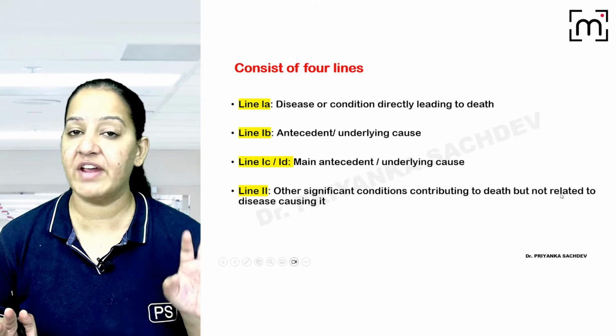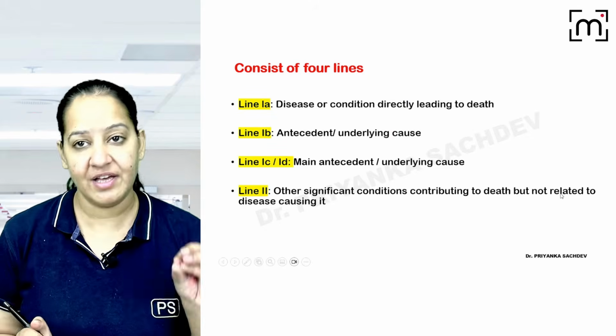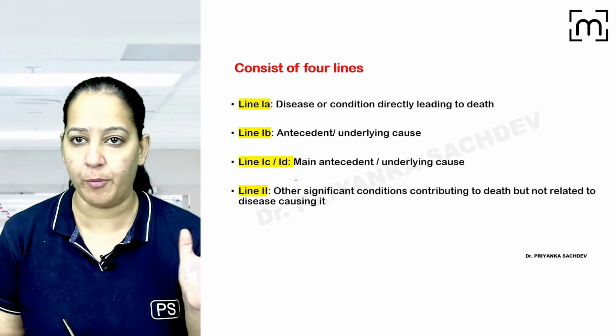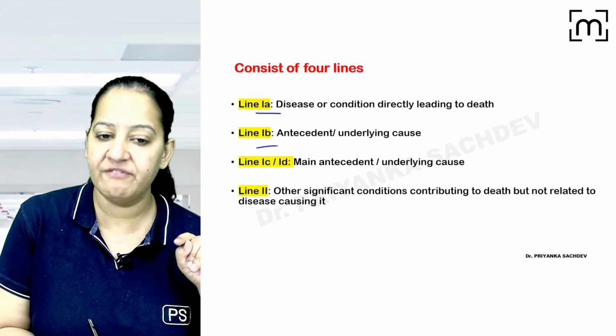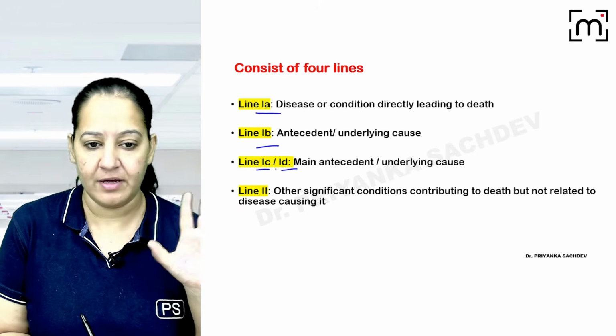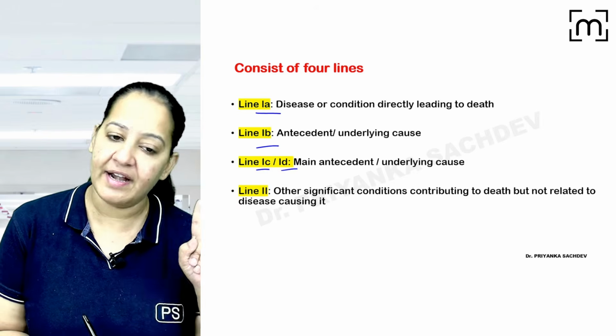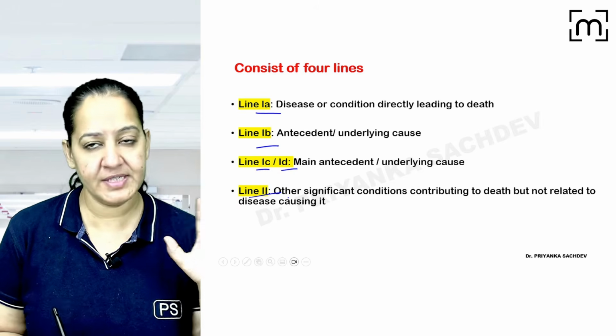That's why it is known as the international death certificate. How many lines are there? Basically there are 5 lines. The 4 lines are compulsory to be filled, and the 5th one is optional. So line 1A, 1B, 1C or 1D. If you can fill both of them, it's good. Otherwise, one of them, 1C, has to be filled. And line 2 is there. So these are the various lines.